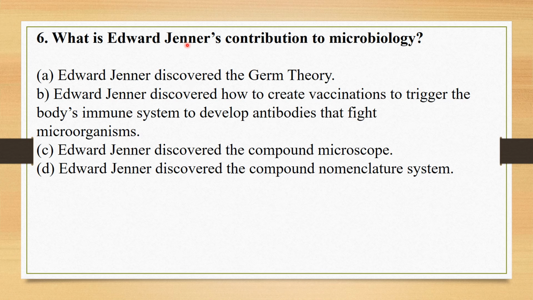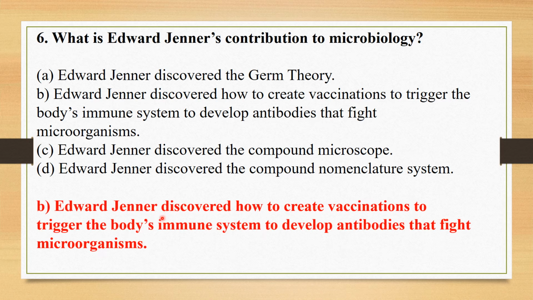What is Edward Jenner's contribution to microbiology? Edward Jenner was a scientist in the 18th century. The most important contribution of Edward Jenner in microbiology is his role in the process of vaccination. So the best answer is B. Edward Jenner discovered how to create vaccination to trigger the body's immune system to develop antibodies that fight microorganisms. He used the cowpox organism to protect individuals from smallpox.